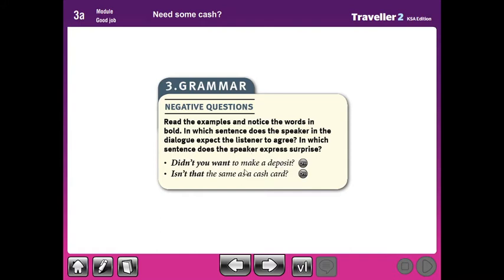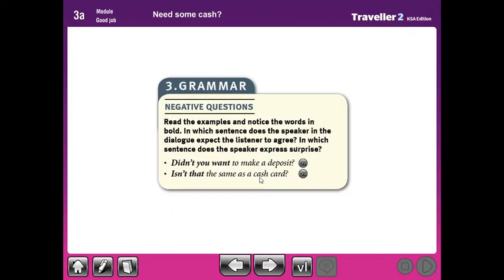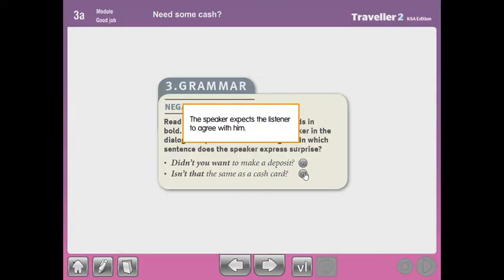Didn't you want to make a deposit? In this sentence, the speaker expresses surprise. Isn't that the same as a cash card? The speaker expected the listener to agree with him.